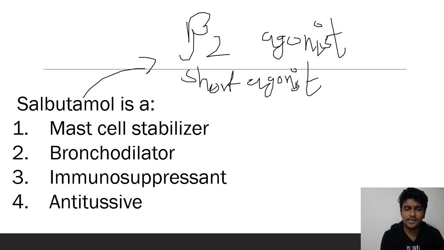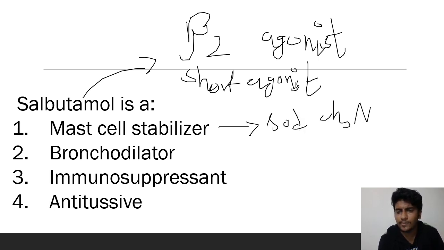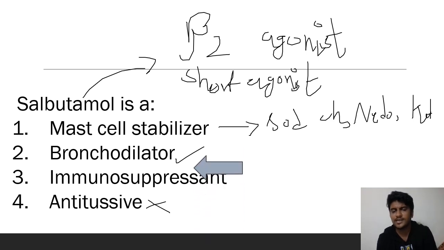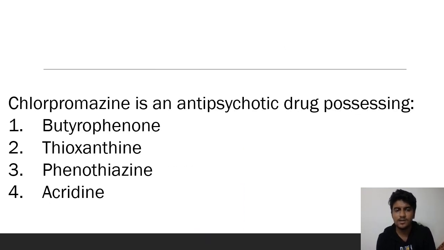So the right answer here, is it a mast cell stabilizer? No. I hope we all are aware, what are the mast cell stabilizers? Sodium cromoglycate, nedocromil, ketotifen. I hope we are aware of these terminologies. Antitussives, no chance. Immunosuppressants, no. Is there tacrolimus, cyclosporin, sirolimus involved? Nah. So it has to be a bronchodilator. It is used as an anti-asthmatic drug.